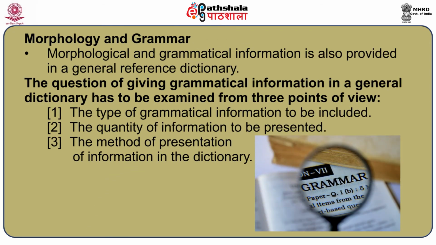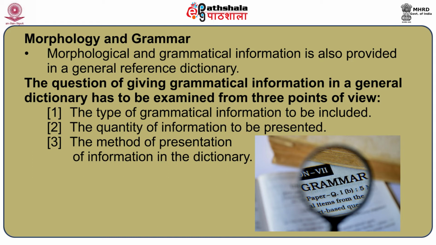A general dictionary provides brief information of etymology with the help of origin tags indicating the source language and the source forms of the lexical unit. For instance, the Bangla word Choto is a derived form from the Sanskrit word Skudra, which means small. Morphology and grammar. Morphological and grammatical information is also provided in a general reference dictionary.